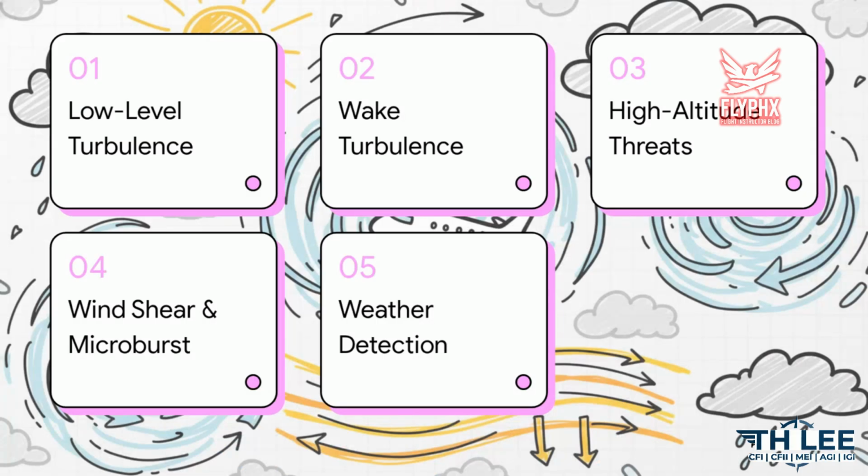Here's our flight plan for today. We'll start down low with low-level turbulence. Then we'll master wake turbulence. From there, we'll climb up to look at high-altitude threats like clear air and mountain waves. Then we'll descend back down to cover wind shear and microbursts before finishing up with airport weather detection systems.